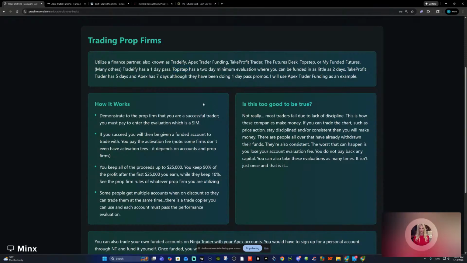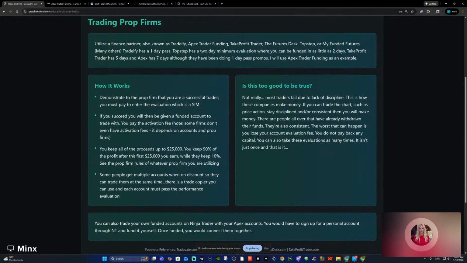So how it works is you demonstrate to the prop firm that you're a successful trader. You must pay to enter the evaluation, which is a sim, okay? If you succeed, you will then be given a funded account to trade with, and you pay the activation fee. Now, some firms don't have activation fees. It just depends on accounts and prop firms. So this here is from Apex. You keep all of the proceeds up to $25,000, and then you keep 90% of the profit after the first $25,000 you earn, while they keep 10%. So again, you want to see the prop firm rules for whatever prop firm you're utilizing.